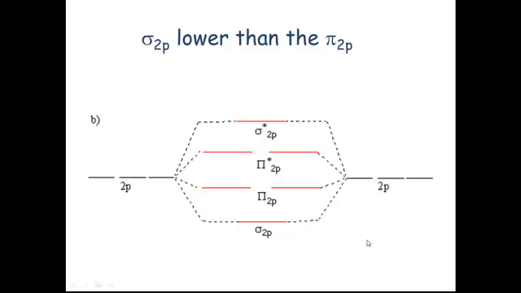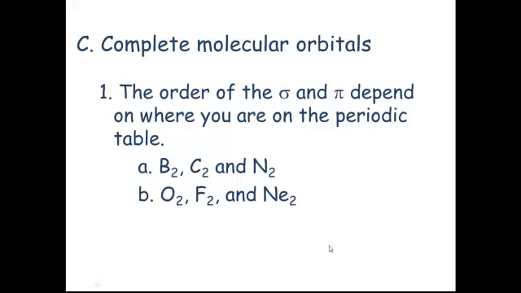The other way to order them is the sigma 2p is lower than the pi 2p. The upper sigma star and pi star antibonding orbitals stay in the same order as the previous example. So when we go to fill the sigma and the pi orbitals in these molecular orbitals, it'll depend on where we are on the periodic table. So for example, if we do diboron, dicarbon, or nitrogen gas, the order will be different than oxygen, fluorine, and neon gas.